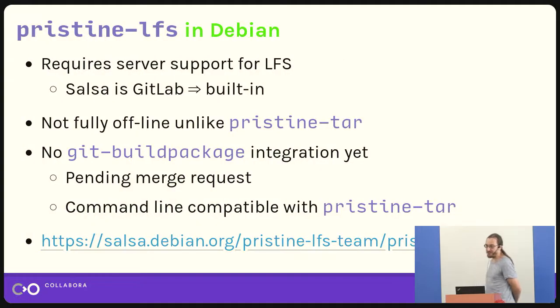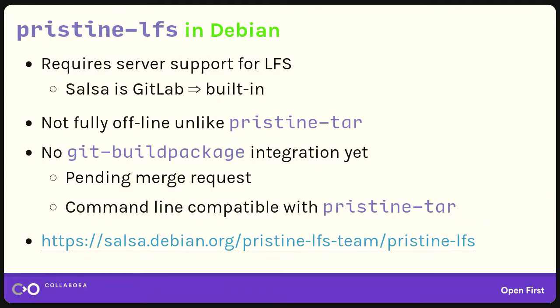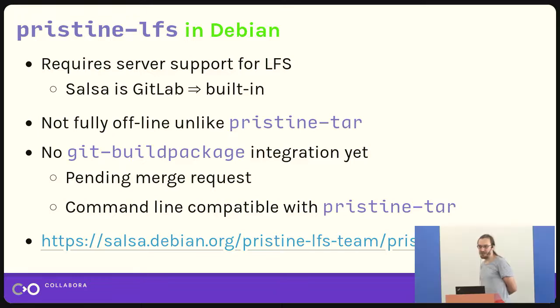So pristine-lfs can be used in Debian as well, and I use it myself. I don't know how many other people use it, in fact, to this day. But it's really easy because Salsa supports Git LFS already because it's GitLab. I think Git LFS is enabled by default in new projects created on Salsa. But if not, it's just one checkbox away from being enabled. Obviously, with Git LFS, you cannot do your work completely offline. If you just clone the repository, you need to actually download the objects, the tarballs you're going to work with.